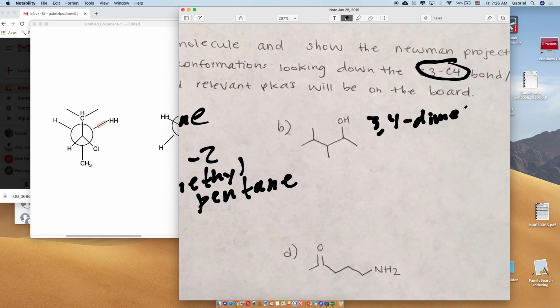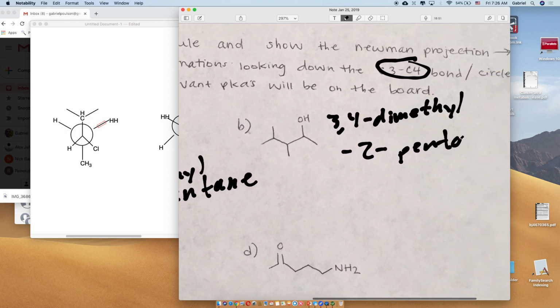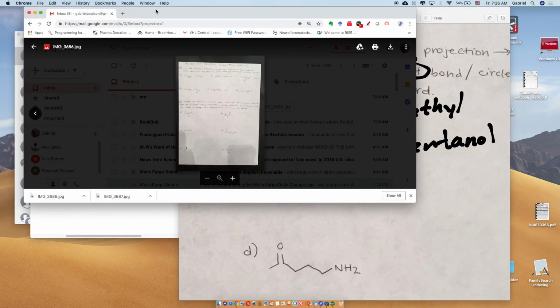Does anybody have the name before I write it out? It's okay. So we would have a 3,4-dimethyl, and then pent, and 2-ol. Alright?